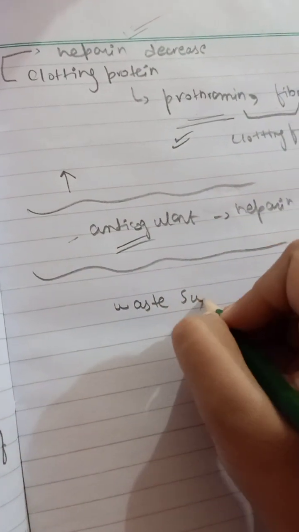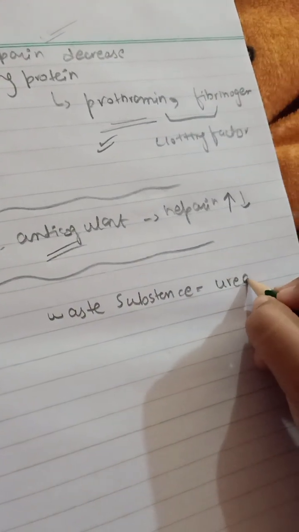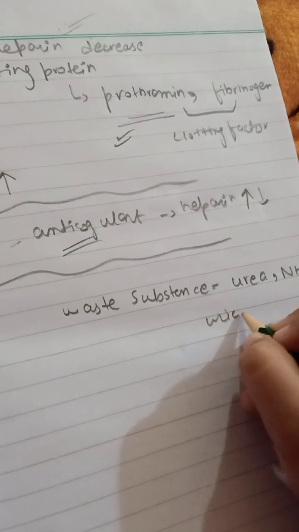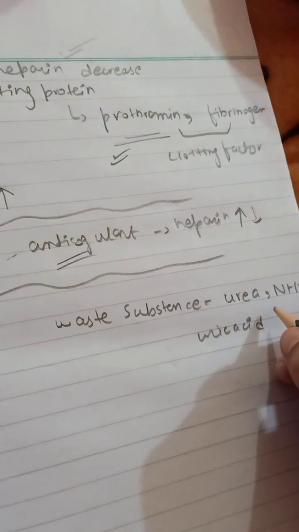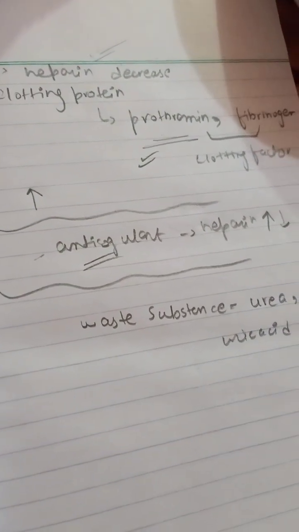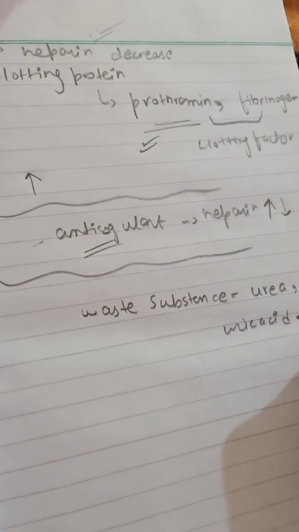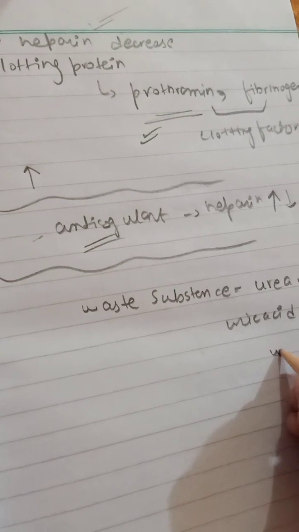the waste substances we have in plasma are urea and ammonia. These are the waste substances. Uric acid, okay, so we have uric acid too, and next we have creatinine. Okay, we have uremia too.